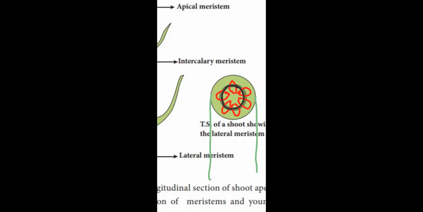Usme se mujhe aap answer de do labeling ka. Isko main A patch bolta hoon aur isko main B patch bolta hoon. A patch ko kya kehte hai, B patch ko kya kehte hai? A patch. Fascicular cambium, Disha Parekh. Good reply. Because it is passing through the vascular bundles. So, isko kehte hai fascicular cambium. Good. Rudra also good. Aur B patch isko kya kehte hai?